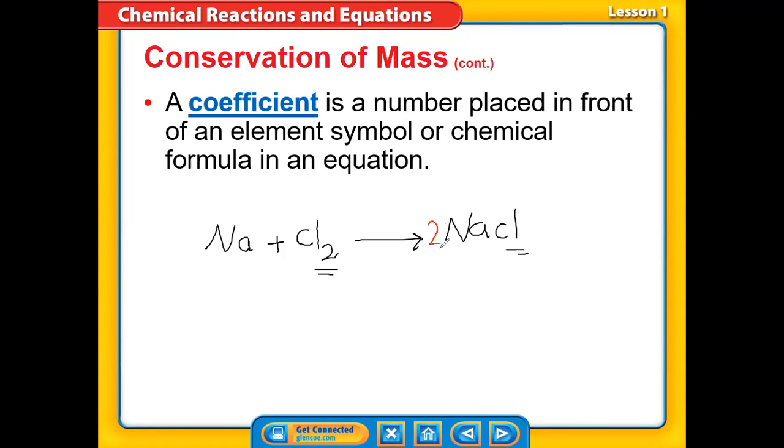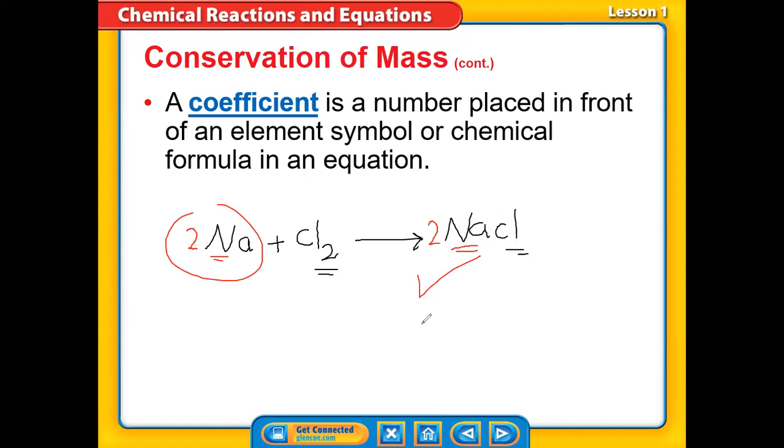Like this, now we have 2 chlorine here and 2 chlorine here. But after adding this coefficient, how many sodium do we have now? How many sodium here? 2. But on that side we just have 1. So what should we do? Add 2. So like this, here we have 2 sodium and here we have 2 sodium. Here we have 2 chlorine and here we have 2 chlorine. It's balanced. Is it clear, guys?